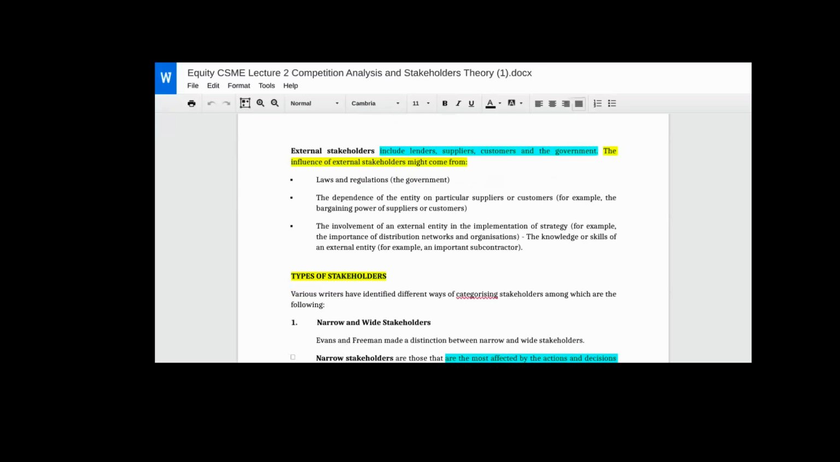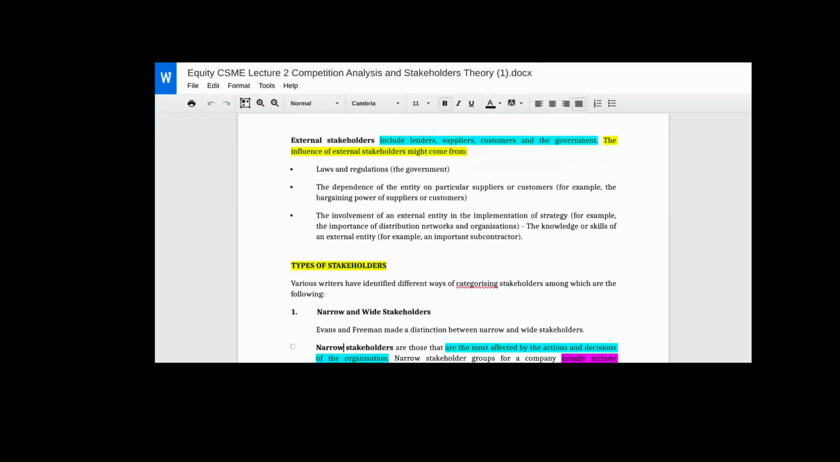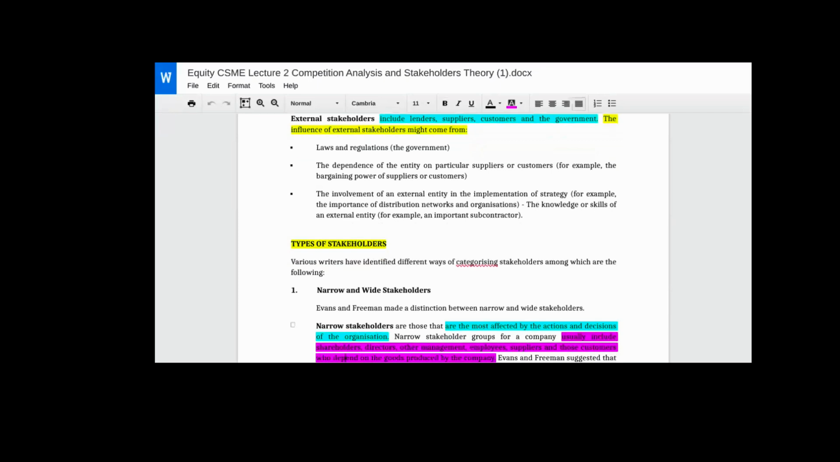According to Evans and Freeman, this scholar makes a distinction, differences between narrow and wide stakeholders. The narrow stakeholders are the categories of stakeholders that are much affected by the company policy, strategy, decision, operational activities, and performance. A typical example is employees. Can you see it's the same thing like the internal stakeholders? That is the logic there.